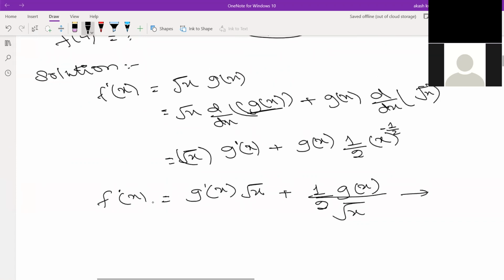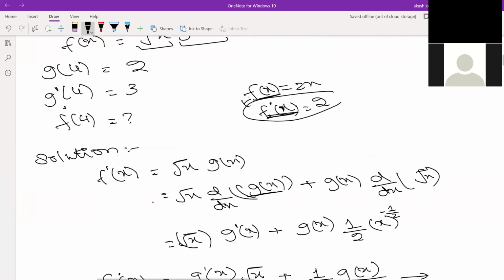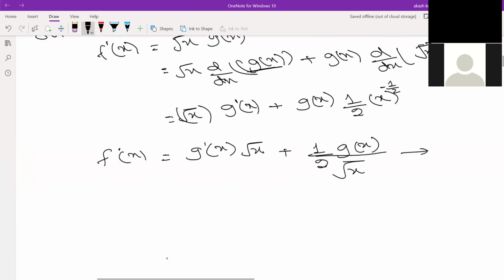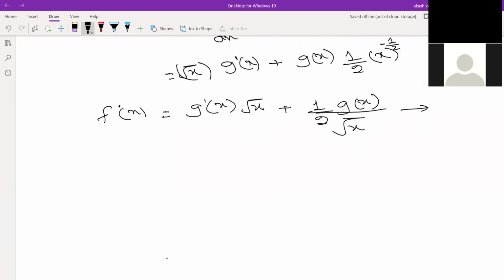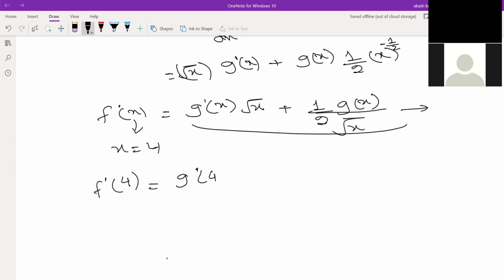Now there's some additional information given to us. That is g of 4, g dash of 4, and f dash of 4. We have to find f dash of 4, not f dash of x. So there should be 4 instead of x, right? So we have to place 4 in f dash of 4. Now wherever there is x in the formula, there will be 4.